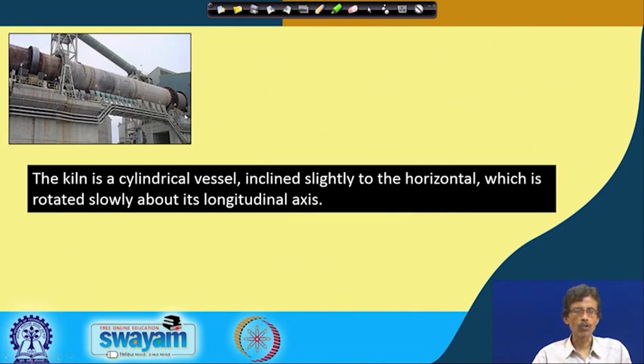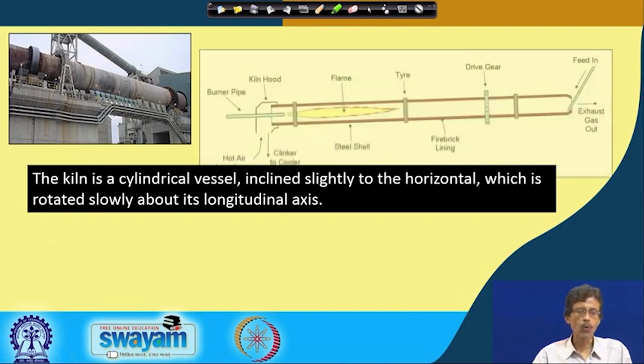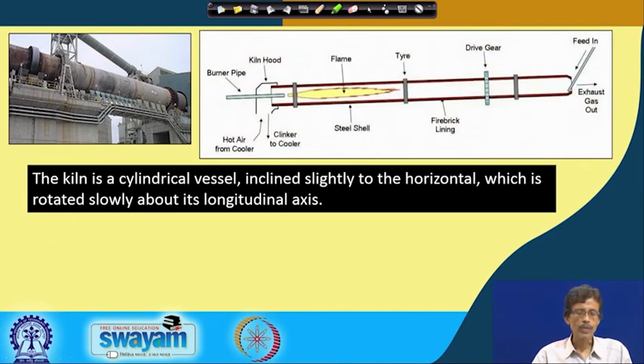So what should be the inside look of this kiln? The inside look is simply like this. You have this slanting, so the end which is up is the feed-in. This upper part is utilized for feeding the raw material to the kiln, and the lower part is utilized for removing the exhaust gases, because we are burning.